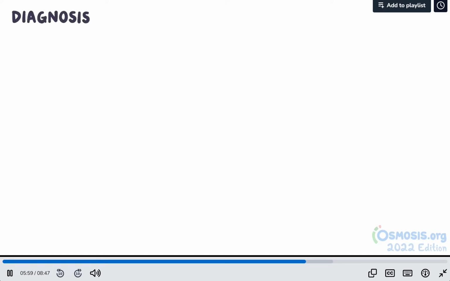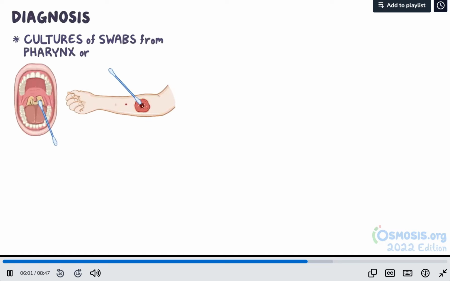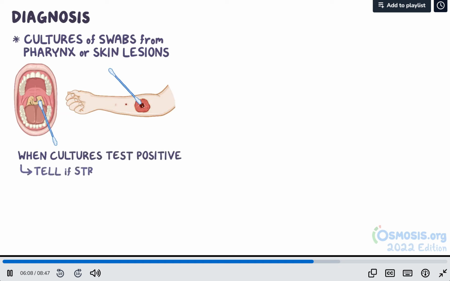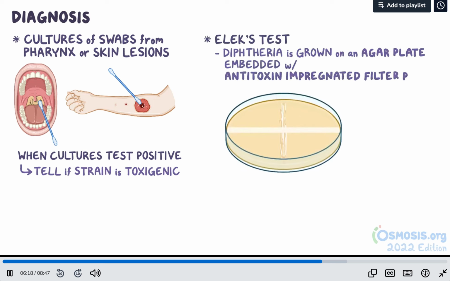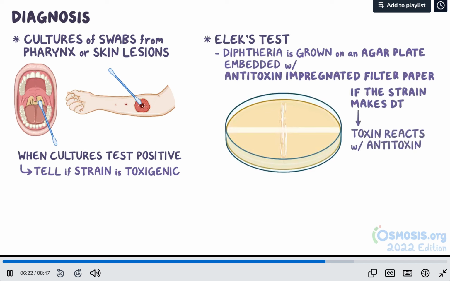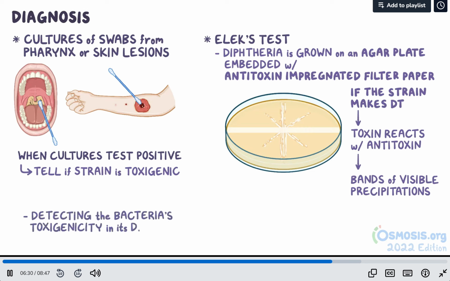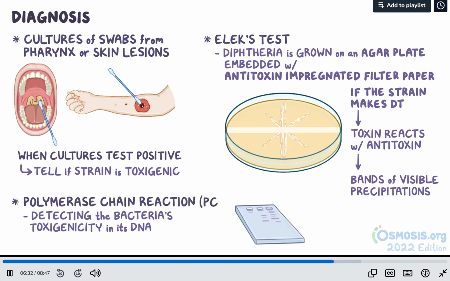Diagnosing diphtheria is mainly done by cultures of swabs from the pharynx or the suspected skin lesion to isolate C. diphtheriae. When the culture gets positive, next you want to figure out if the C. diphtheriae strain in question is toxigenic. This is done by the Elek test, in which C. diphtheriae is grown on an agar plate that's embedded with an antitoxin impregnated filter paper. If the strain makes DT, the toxin reacts with the antitoxin, resulting in bands of visible precipitations. Another method consists of detecting the bacteria's toxigenicity in its DNA using polymerase chain reaction, or PCR.